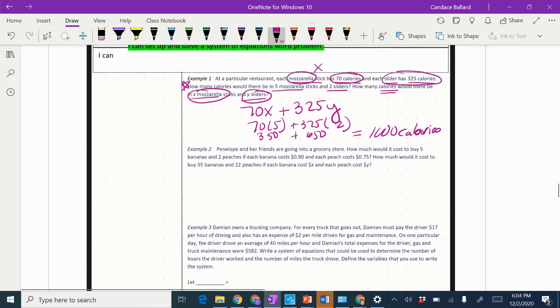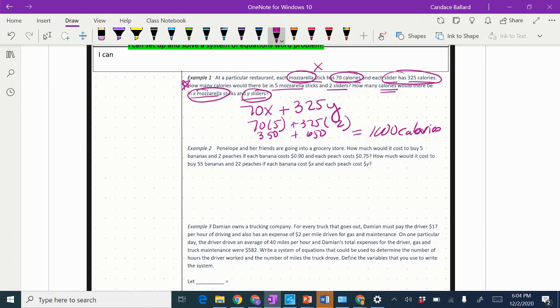Okay, looking at example 2. Penelope and her friends are going to a grocery store. How much would it cost to buy 5 bananas and 2 peaches if each banana costs 90 cents and each peach costs 75 cents? How much would it cost to buy 55 bananas and 22 peaches if each banana costs X dollars and each peach costs Y dollars? So it told us what the bananas were and the peaches were.